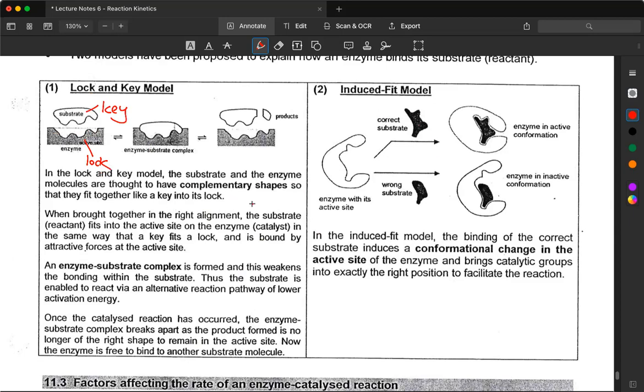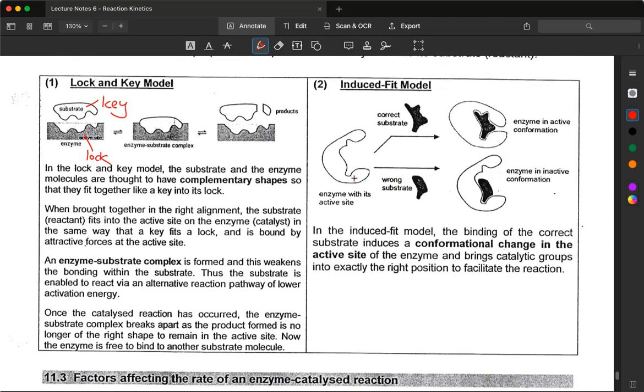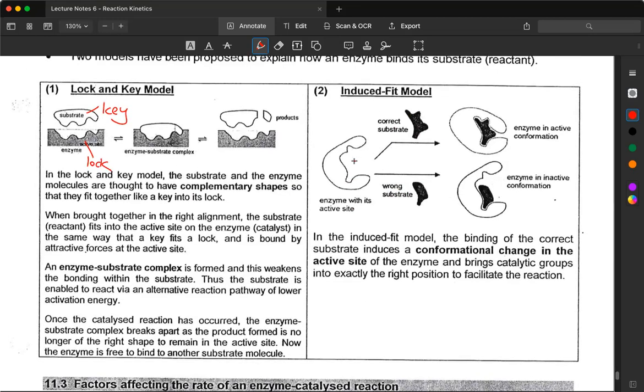For induced fit, it's different. The binding of the correct substrate induces a conformation change. So when the substrate comes in, the enzyme will change to accommodate it, so that it will fit. But of course, the binding of the correct substrate will fit well, but if you bring the wrong substrate, it will still bind, but in the wrong place. Yeah, it's called the induced fit model. So once you bind, there'll be a change, but if it's not the right substrate, it will not bring about any change. Yeah.